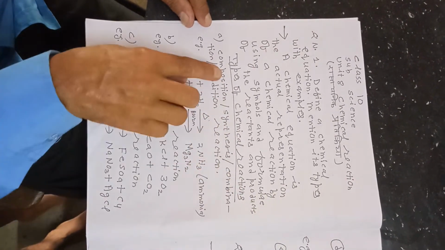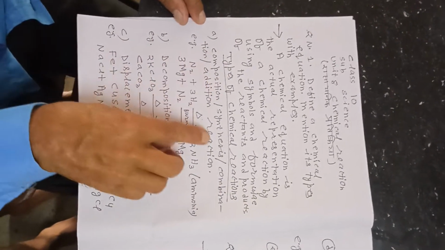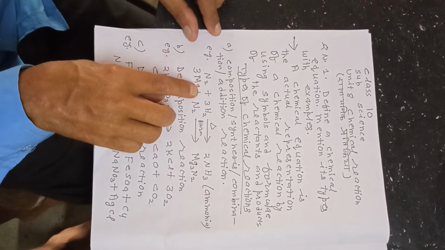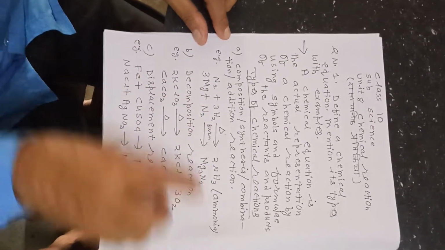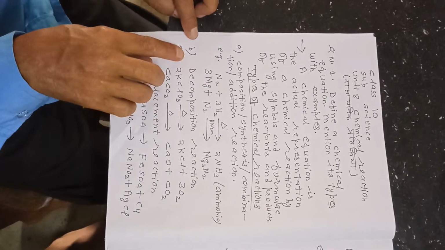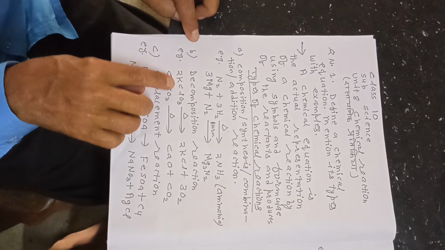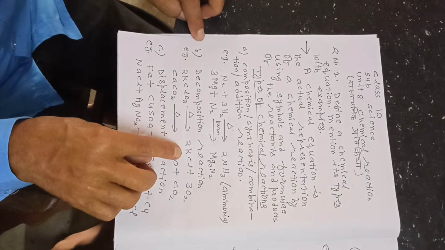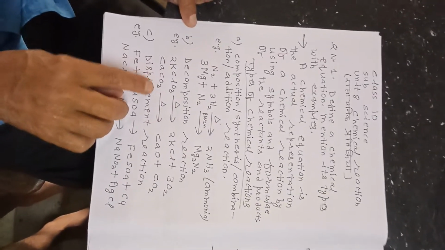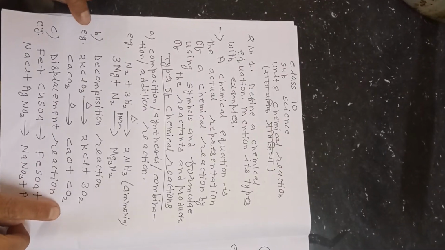and products. Types of chemical reactions. A. Composition or synthesis or combination or addition reaction. Example: nitrogen plus hydrogen gives ammonia, magnesium plus nitrogen gives magnesium nitride. B. Decomposition reaction. Example: potassium chlorate breaks into potassium chloride and oxygen. Calcium carbonate breaks into calcium oxide and carbon dioxide.